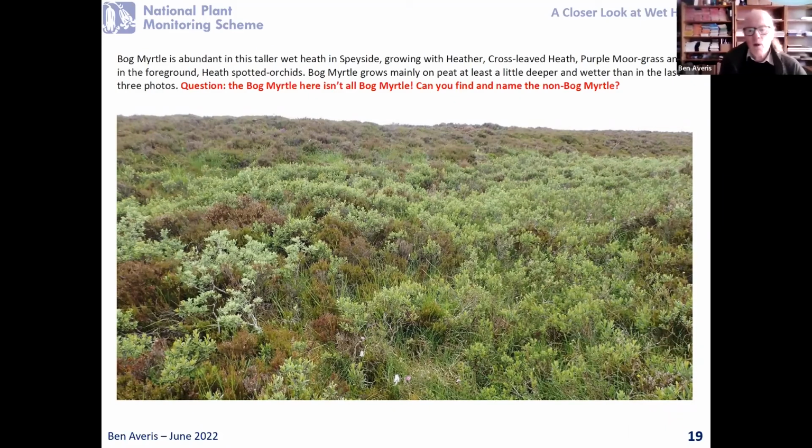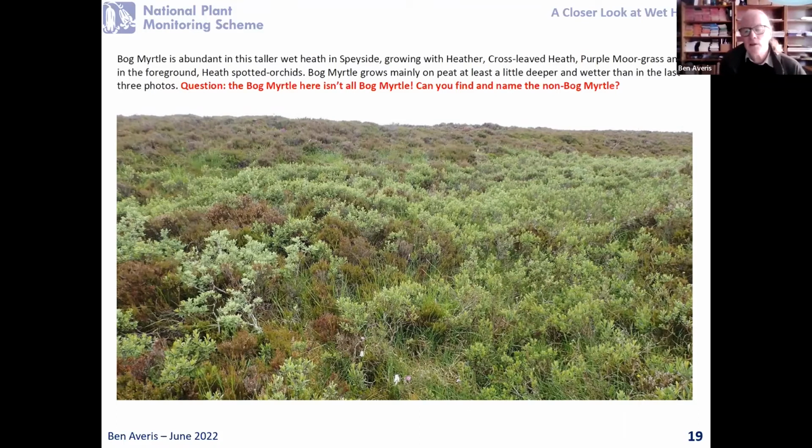Wet heath with lots of heather. In fact, it goes into heather-dominated dry heath in the background there. Otherwise, there's a mix of heather and purple moorgrass. You can see the leaves of it coming through, and a whole load of bog myrtle. So that's wet heath.